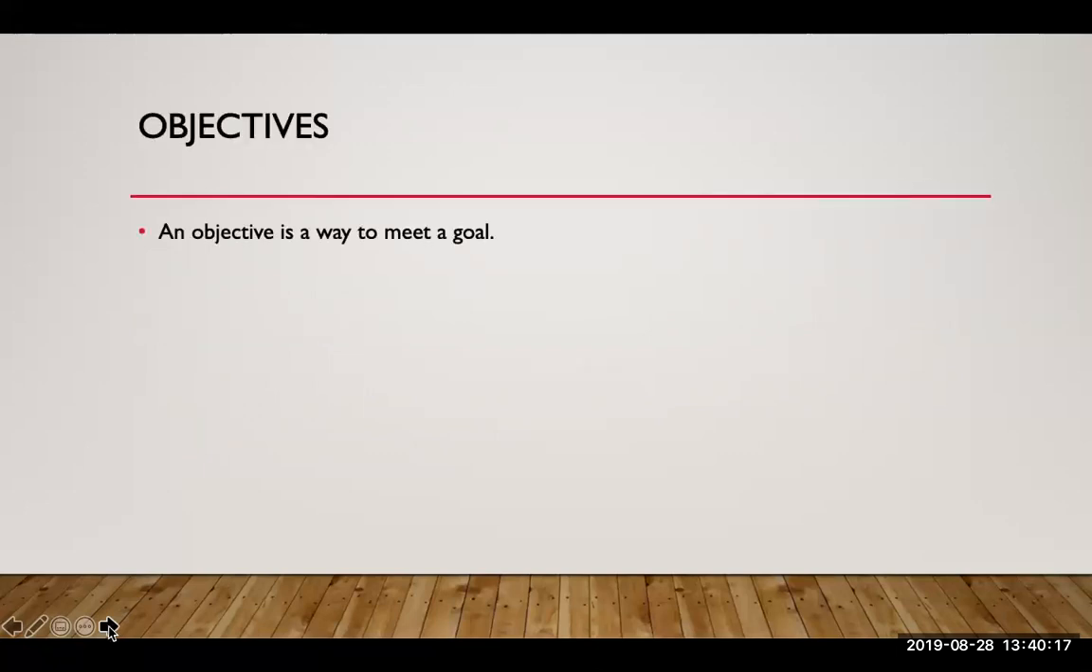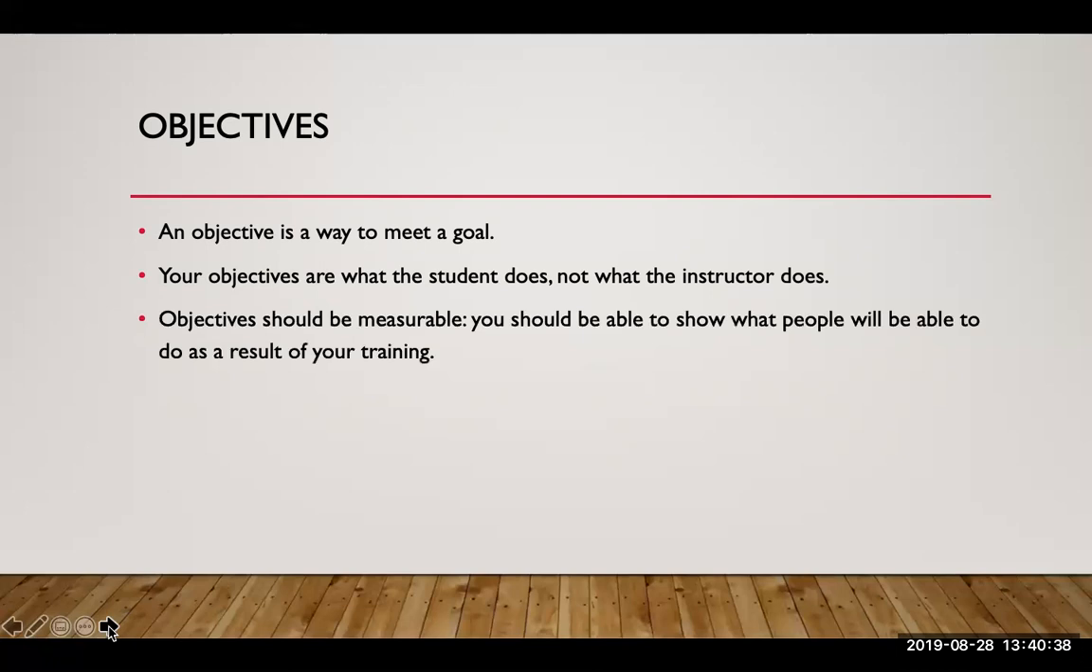So an objective is a way to meet the goal. If you think about the goal as more your overarching goal for your training, an objective is how you're going to get people there. Your objectives are what the student does or the participant does, not what you do. So you can't write in there, show a video on blah, blah, blah. That doesn't tell us what the participant will be able to do when they go.